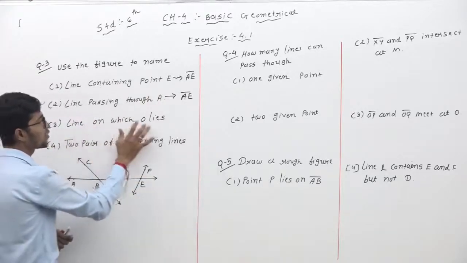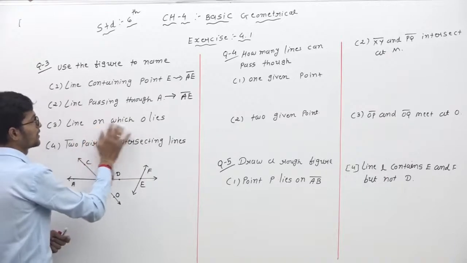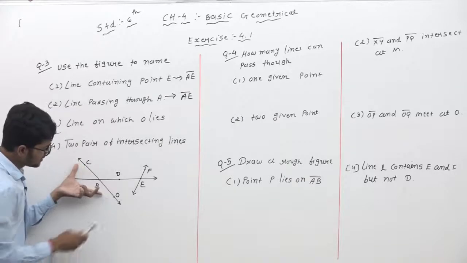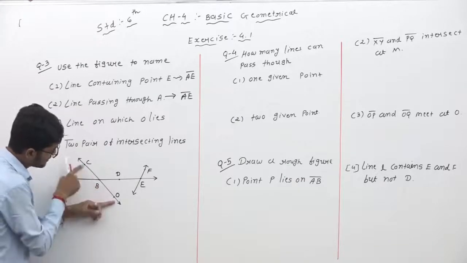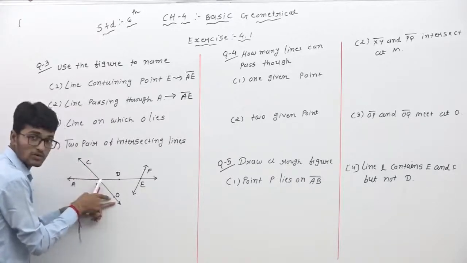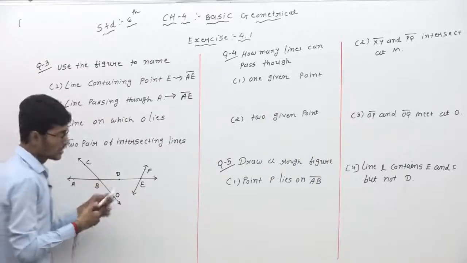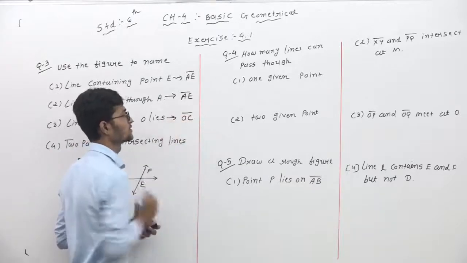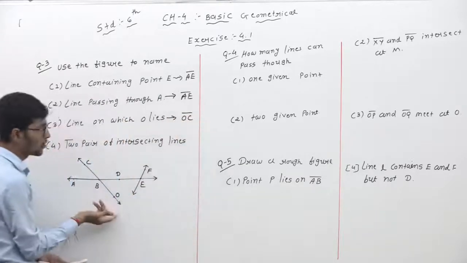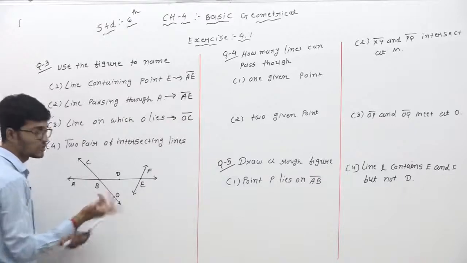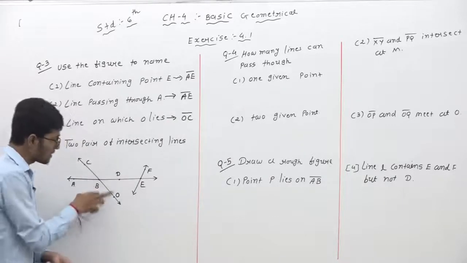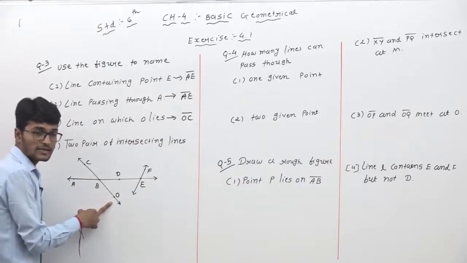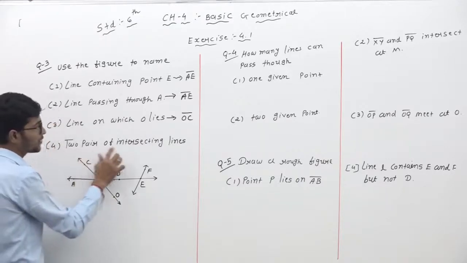Same for the third question: line on which O lies. So how many lines are there with O? In this one, CO, BO, OC. We will write only one answer. In this question my answer is OC. If you write BO, that is also a right answer. CO is also a right answer. Why? Because this is a line on which O lies. Clear?